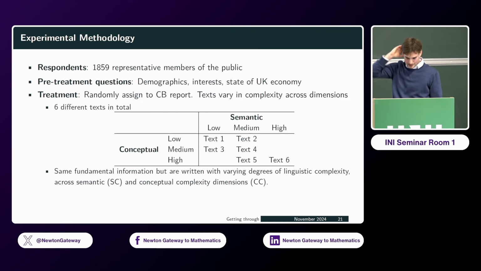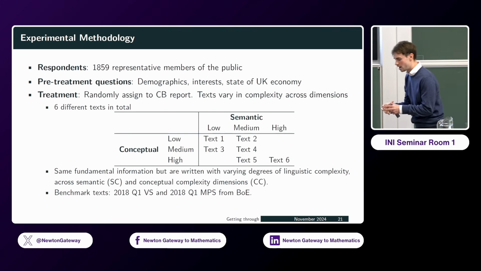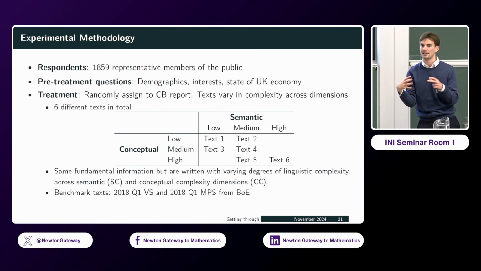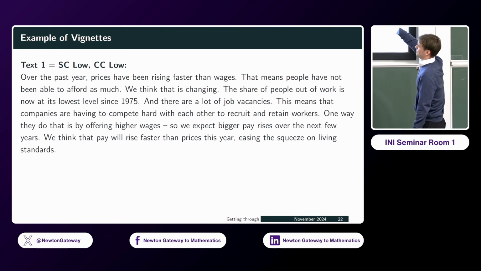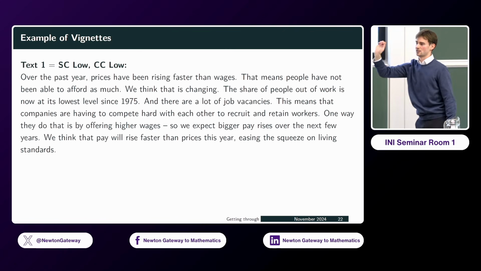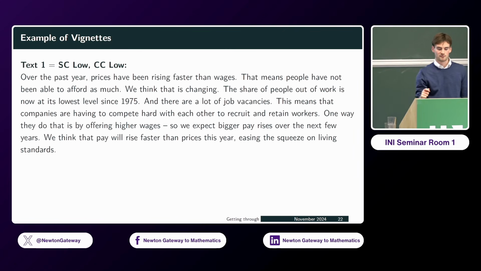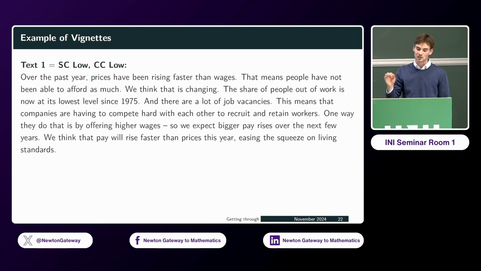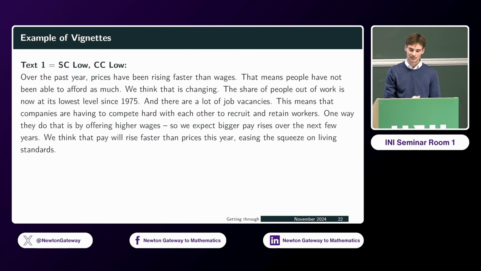Now, they communicate the same fundamental information, and they are based, as a benchmark, which we then tweak the complexity of, on actual Bank of England publications. So to give you an example, if we're just reading sort of the first two sentences, this is the lowest complexity text that we have in our survey. Over the past year, prices have been rising faster than wages. That means people have not been able to afford as much. We think that is changing. The share of people out of work is now at its lowest level since 1975, and there are a lot of job vacancies.